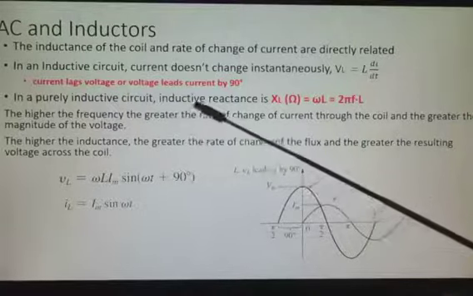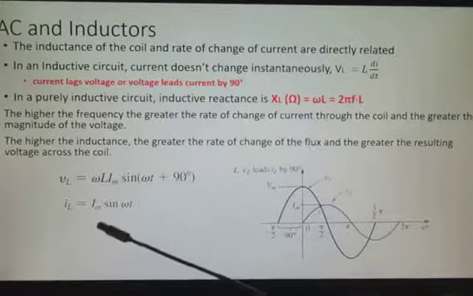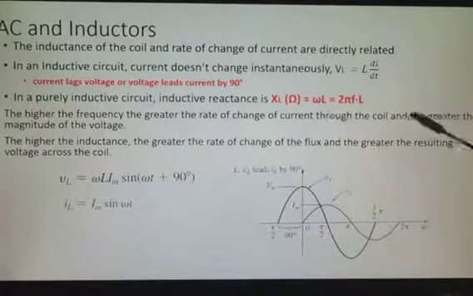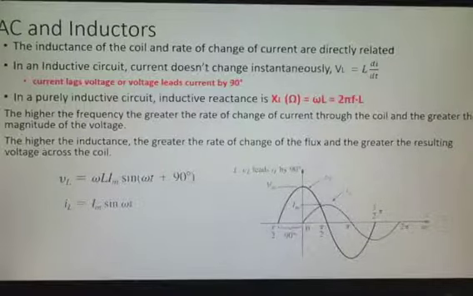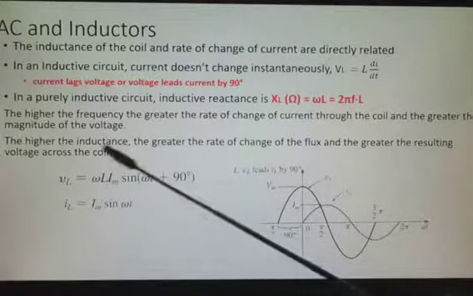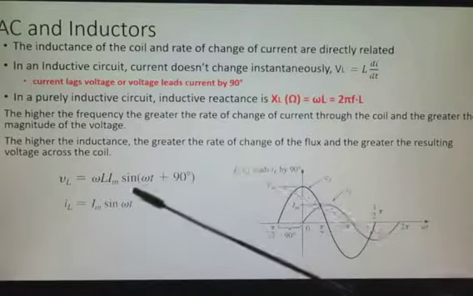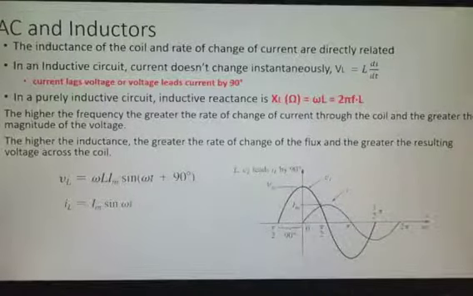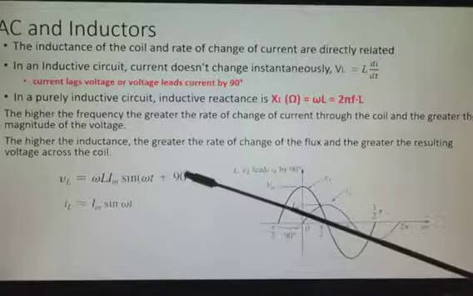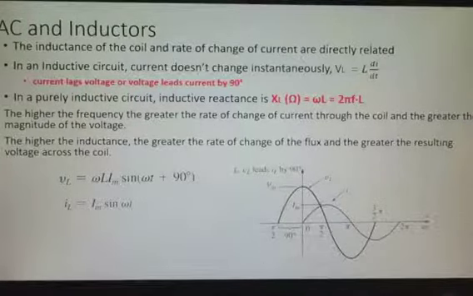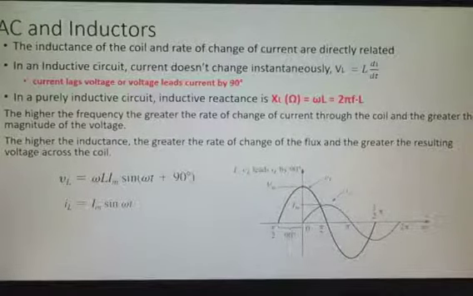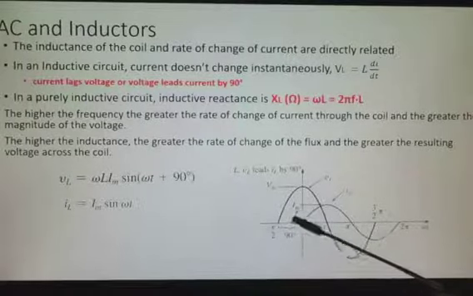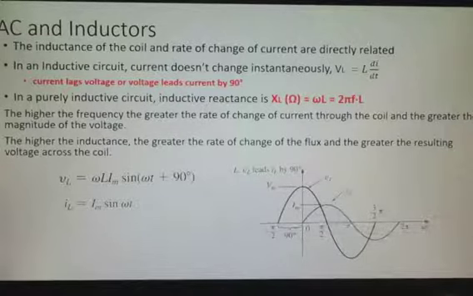So the higher the frequency, the greater the rate of change of current. And because of that, there's going to be a greater magnitude of voltage. So we can see omega there, being a component of the frequency, will increase the voltage. The higher the inductance also will increase the voltage as well. So we put here a 90-degree shift with the voltage because the voltage leads the current by 90 degrees. And don't forget, the plus 90 is on the left side of this axis.